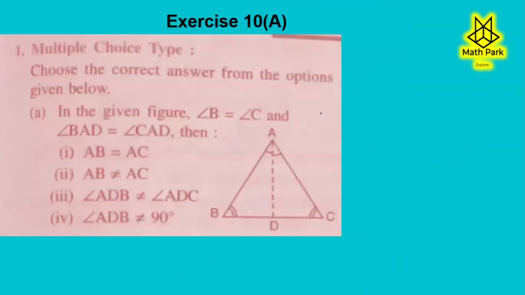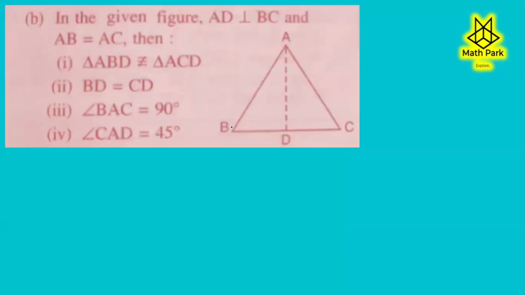So we start with exercise 10A, the first MCQ. Choose the correct answer from the options given below. In the given figure, you have angle B is equal to angle C and angle BAD is equal to angle CAD. Then AB is equal to AC. We know that if in a triangle two angles are equal, then the sides opposite to them are equal. If the first option is correct, you don't even have to read the next one. Isosceles triangle property: two angles are equal, then the sides which are opposite to them are equal.